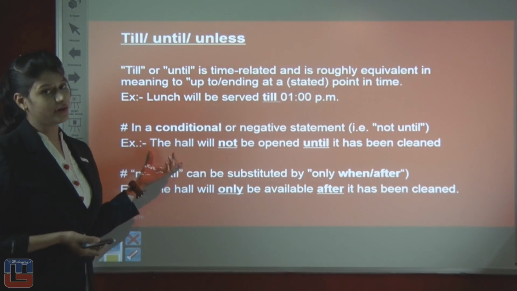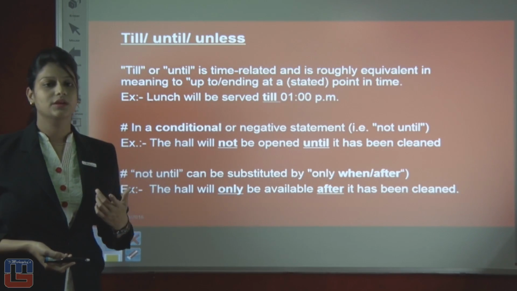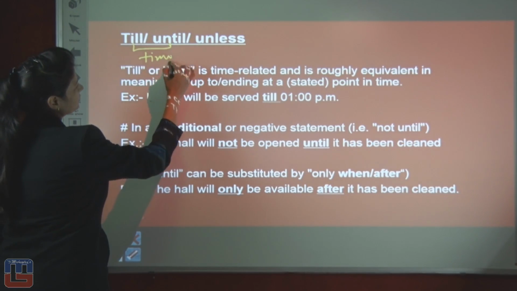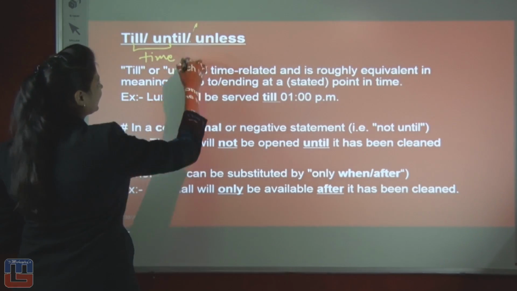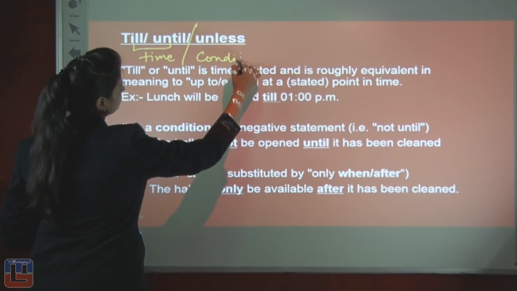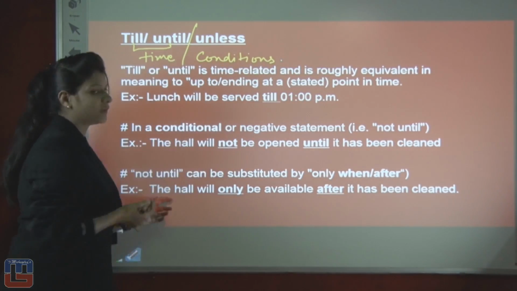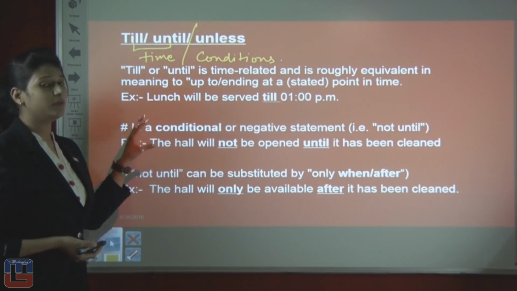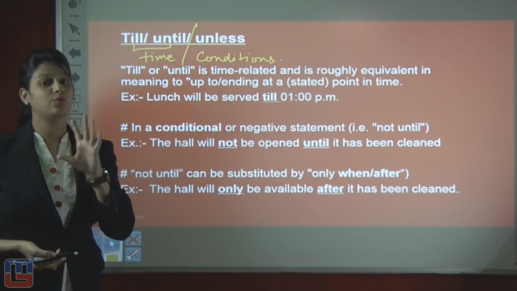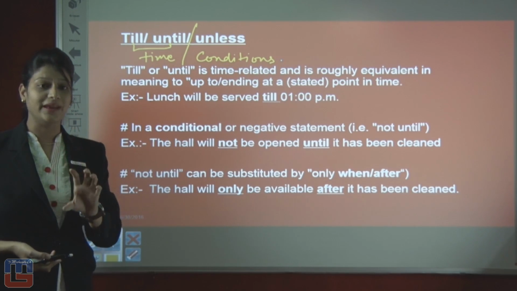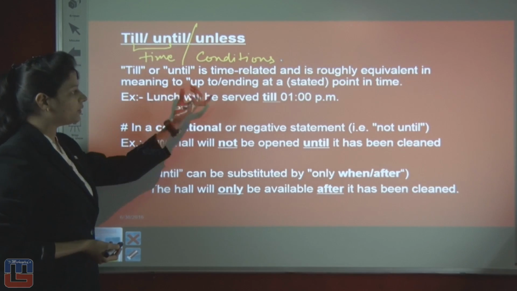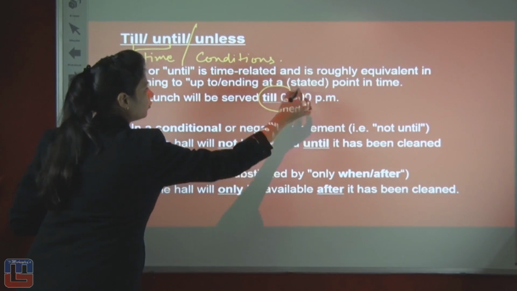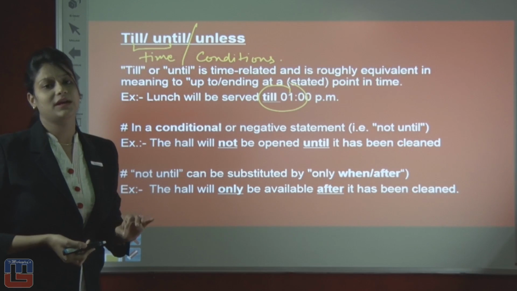Moving to the next one, the next trio is till, until and unless. Now these two words till and until, they are specifically time related. While talking about unless, it is condition related. As you can see, it has been written, till or until is time related and roughly equivalent to the meaning of up to or ending at a stated point of time where the act is going to end. As you can see the example, lunch will be served till 1 p.m. So lunch will be served up to 1 p.m. That is the end point of the action.